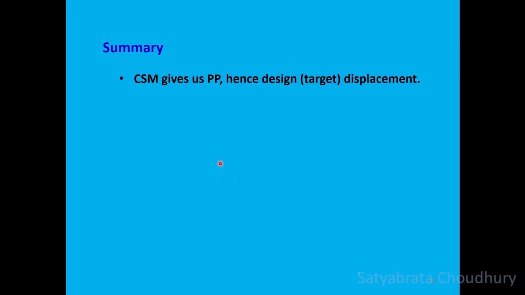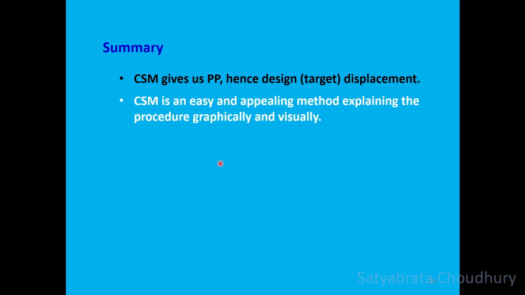So let us make a summary of what we have learned. Capacity spectrum method gives us the performance point and hence the design displacement or target displacement. Capacity spectrum method is an easy and appealing method explaining the procedure graphically and visually. Because it is visual, it is easy to understand what is happening inside. Of course, for buildings and structures, you need not do it personally by hand. This will be done by the software you are using.